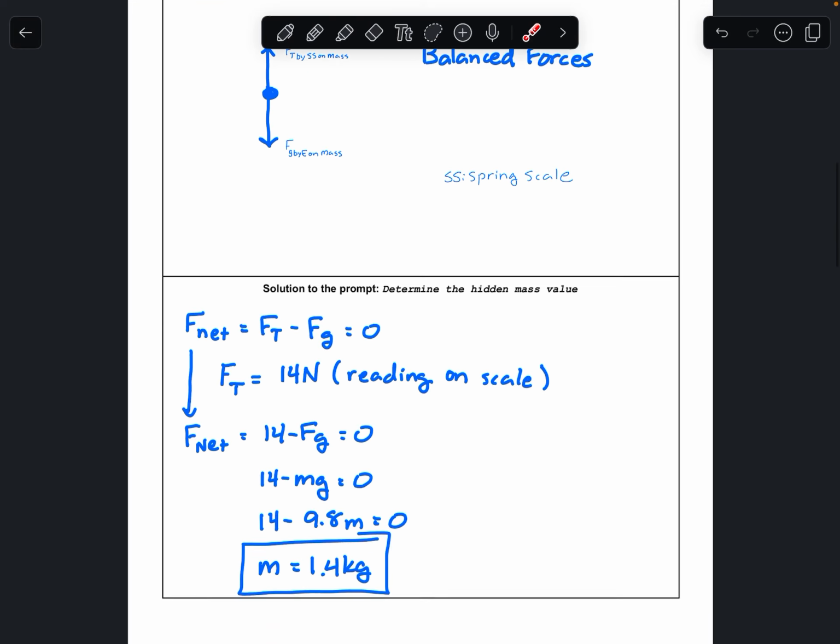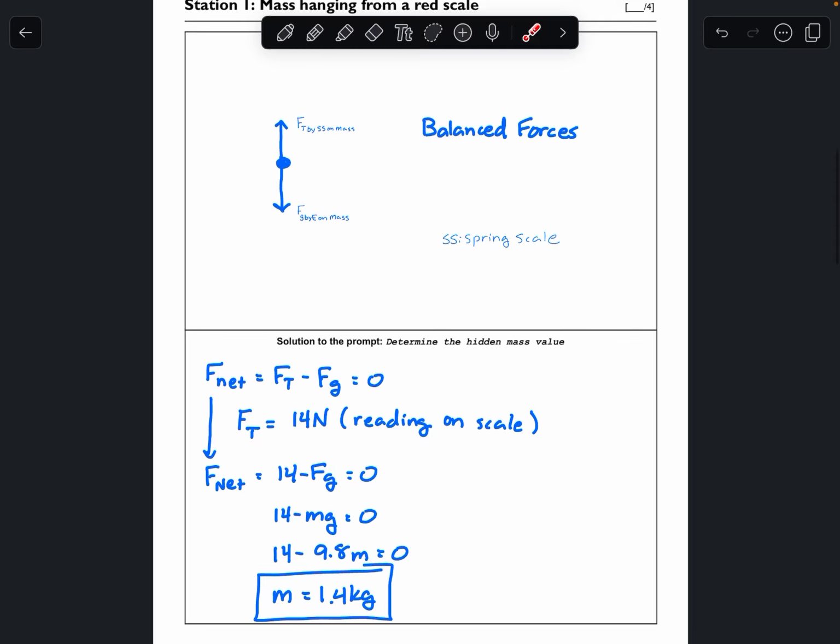Now let's go to solving it. I'm supposed to determine the hidden mass value. It is important that you solve your problems in order, start to finish, top to bottom on your page. This is about presenting a clear solution to the reader. I recommend, from this balanced forces statement, turn it into an equation. So the net force is the tension minus the gravitational force, aka weight, and it equals 0. Balanced forces means equals 0.